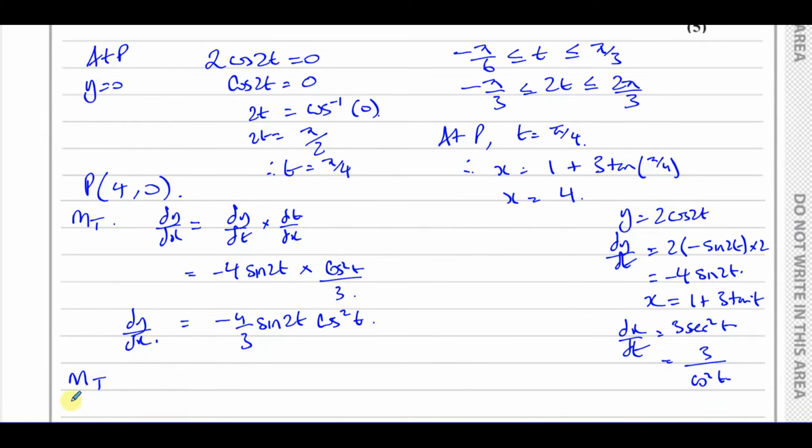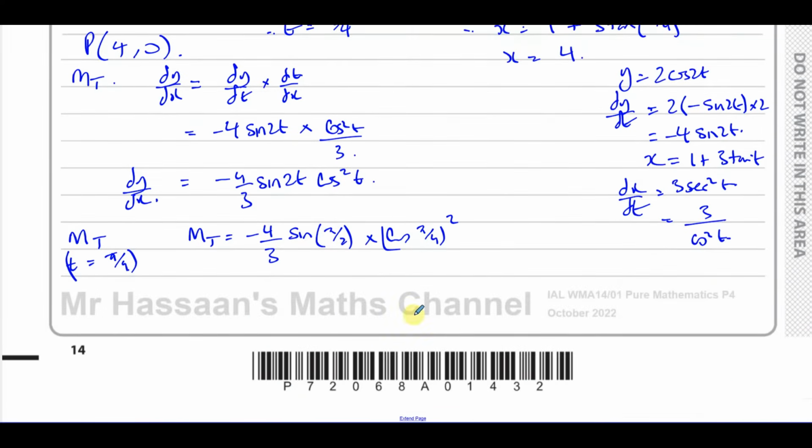So we want to find the gradient at P, where t equals pi over 4. The gradient of the tangent is going to be when I replace the t here with pi over 4. So I have minus 4 over 3 times the sine of, instead of t I put pi over 4, that's the sine of pi over 2, times the cosine of pi over 4 squared. Remember this is the same as cosine t all squared. So that will give me the gradient of the tangent.